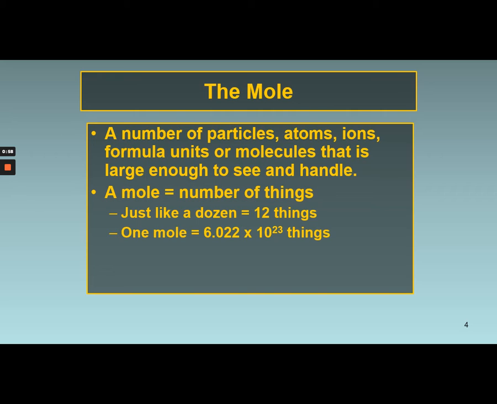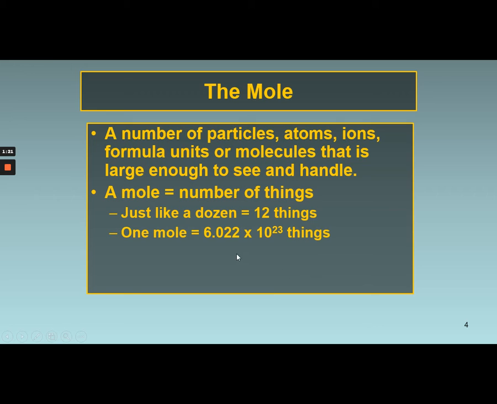But you can just define a mole as any number of things. Just like a dozen is 12 of something, one mole happens to be 6.022 times 10 to the 23 things. And those things are going to be called units. And the units are going to be things like particles, atoms, ions, formula units, and molecules.